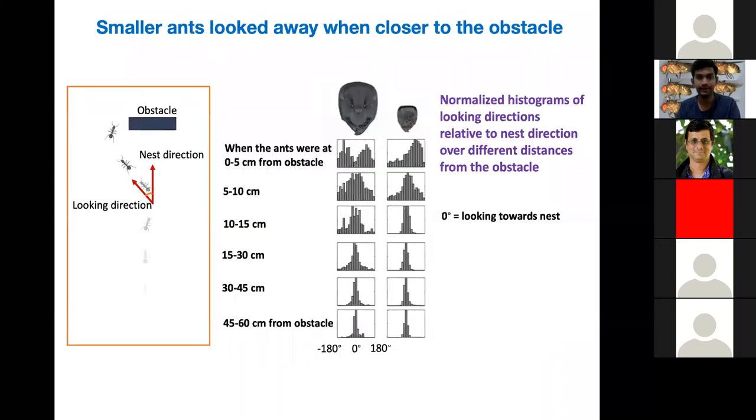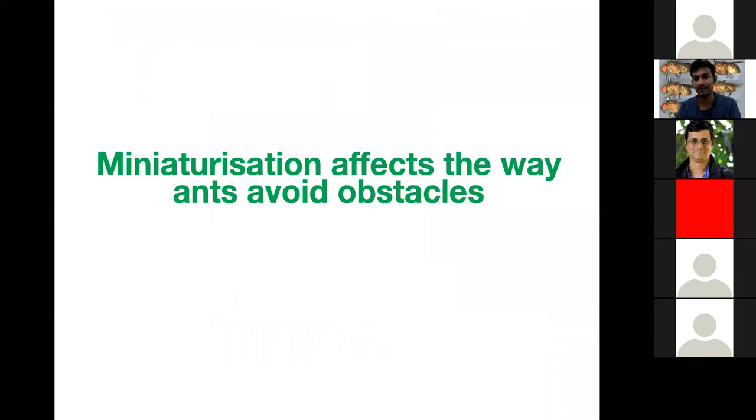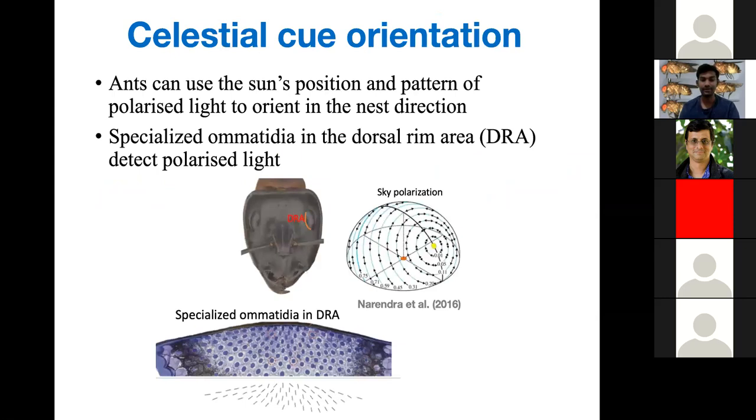All right. Okay, so this is a behavior that, as you can see, we can conclude that size does affect the way you can avoid obstacles. But this is a behavior that requires good spatial resolution and sensitivity. But there's a lot of other navigation behaviors where you really don't need good resolution or sensitivity, for example.